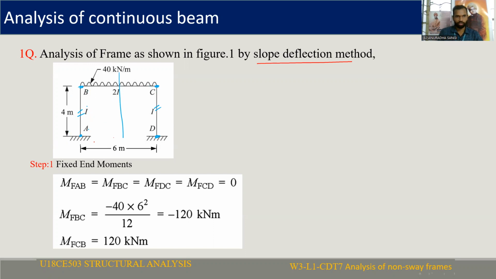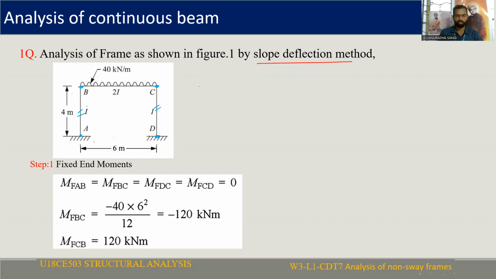The AB member and DC member are not subjected to any type of loading. Loading is zero on the AB and CD members. Coming to the BC member, the beam member is subjected to uniform distributed load. So this is the given figure.